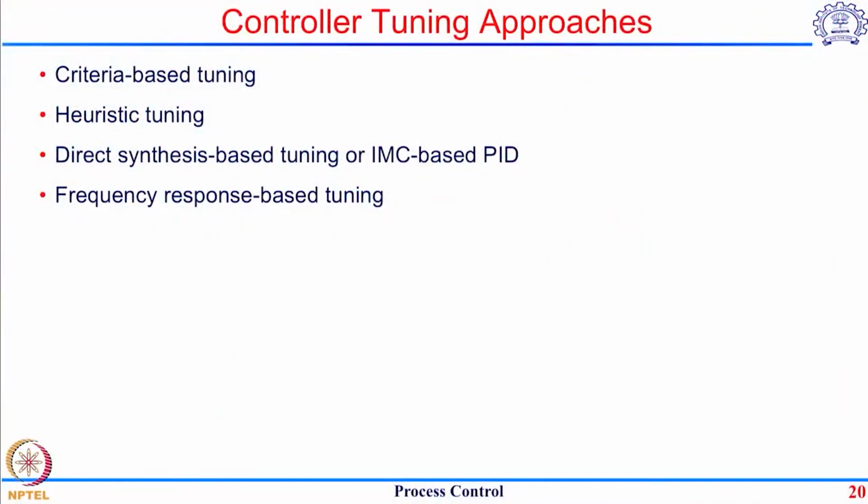So broadly, the types of approaches which we are going to see for controller tuning are these. One is criteria based tuning, the second one would be heuristic tuning, the third one would be a model based control strategy where we talk about direct synthesis based PID controller tuning or IMC based controller tuning, and lastly we will make use of frequency response to get a very robust PID controller tuning.